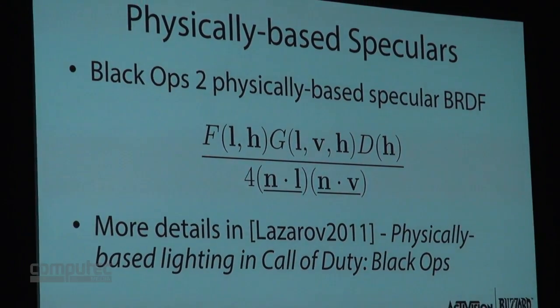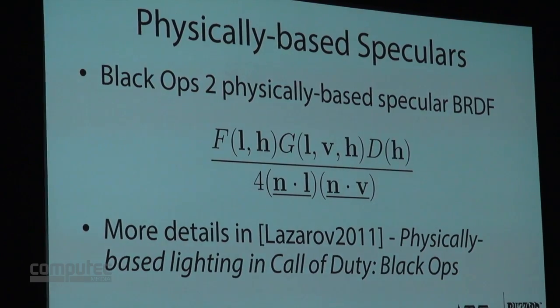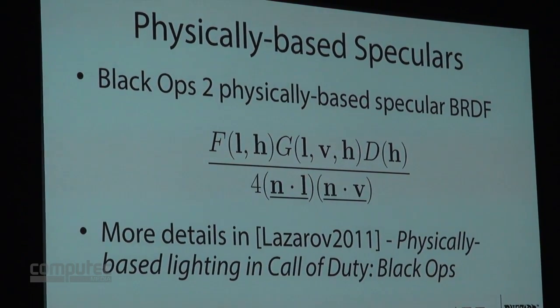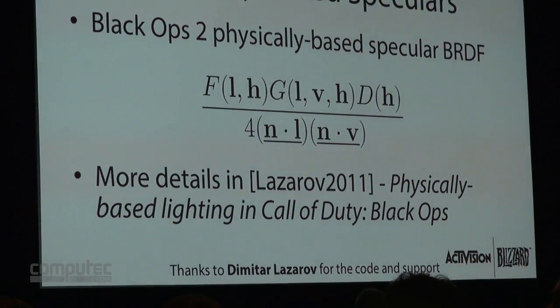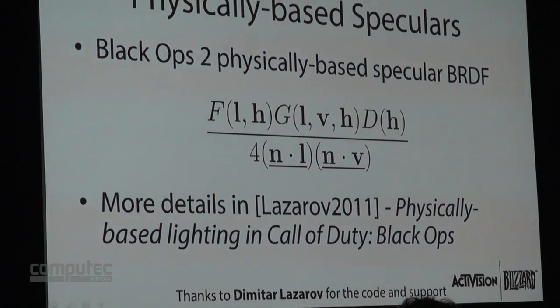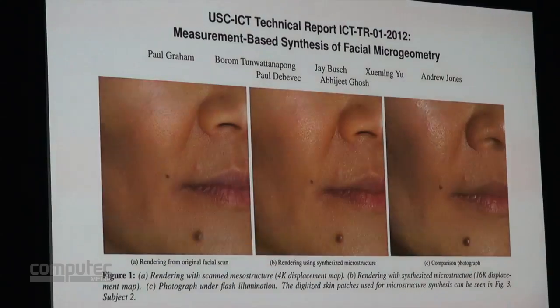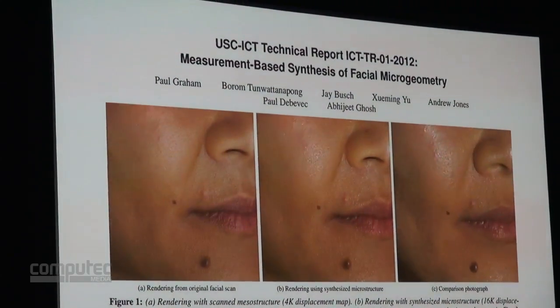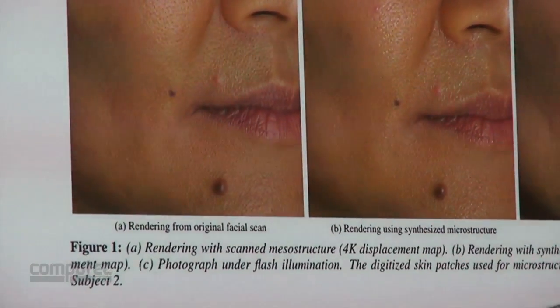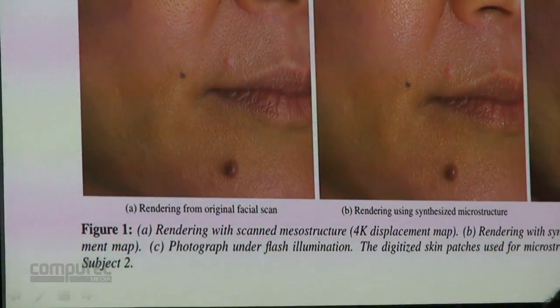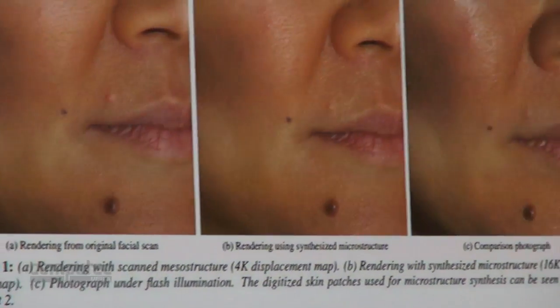So we begin with the Black Ops 2 specular model as foundation, which has been proven in production already. It is physically based, which means it produces really accurate results. And using this model, we try to mimic the results from a state-of-the-art technical report from the ICT, the Institute of Creative Technologies, where they describe a very accurate skin capture system.